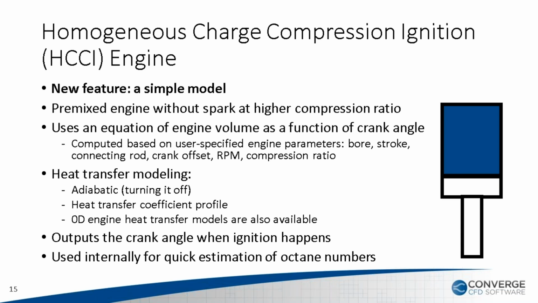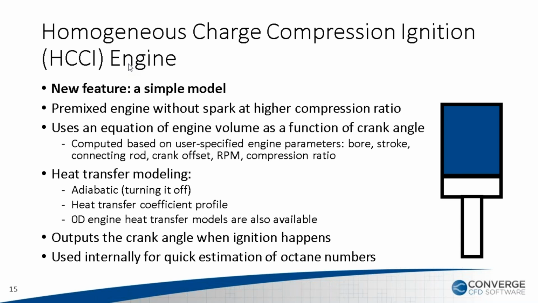From that equation, you obviously need to specify some of the engine geometry parameters like bore, stroke, connecting rod, crank offset, RPM, and compression ratio. We also have a heat transfer model. You can have an adiabatic model, which is basically turning off heat transfer. You can have a heat transfer coefficient profile as a function of crank angle that you have to specify, or you can use some of the textbook 0D engine heat release models that are also available with this feature.